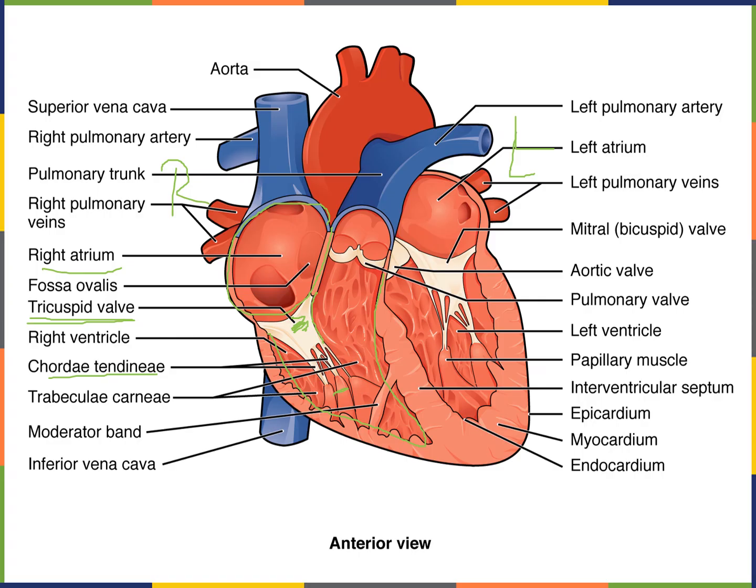On the left side, we have left atrium, left ventricle. Notice how thick the wall is for the left ventricle. And this here, separating the atrium from the ventricle, is the left AV valve, which has three names. It's called the left AV valve, the mitral valve, and it's also called the bicuspid valve.